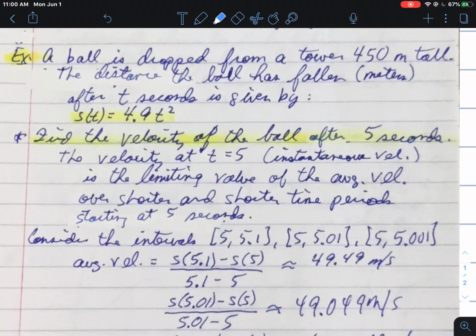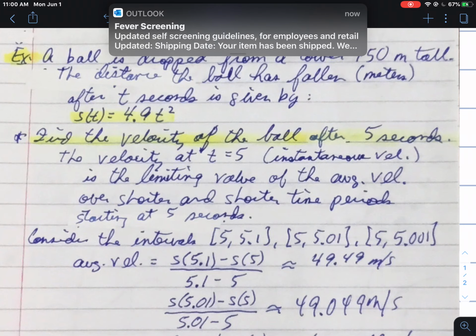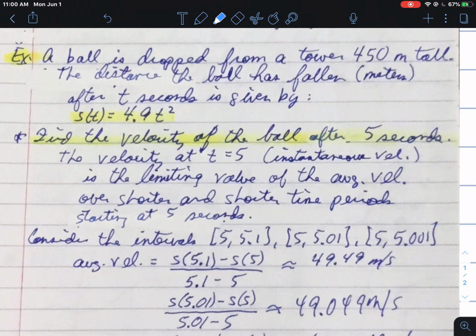and closer to 1. For the heart rate problem, we were interested in the heart rate at 42 minutes. So we looked at the average heart rate over time intervals that were smaller and smaller, getting closer and closer to 42 minutes. And then we used our observation to approximate the heart rate at 42 minutes. So that's going to be basically the same idea here. We're going to look at smaller and smaller time intervals.